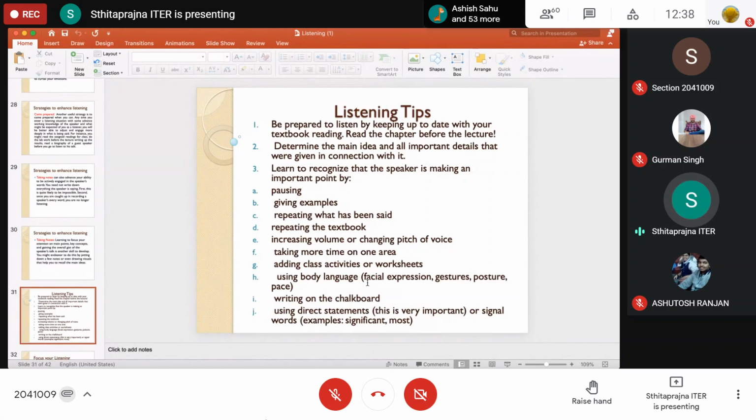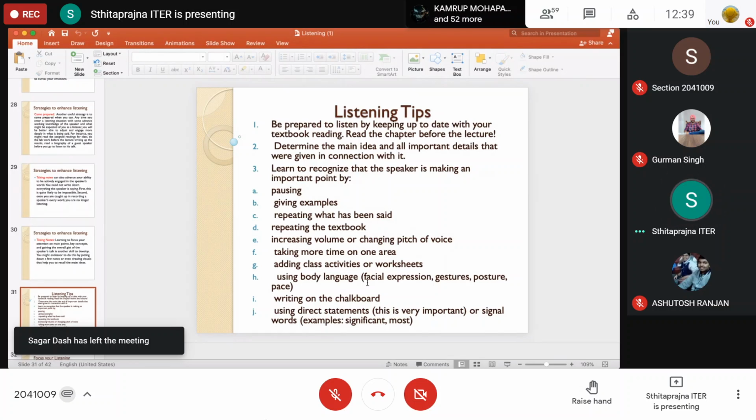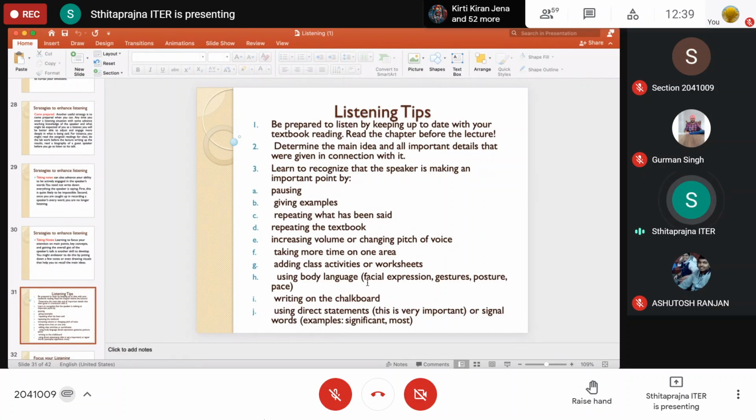Now these are very direct signal words, but even if the teacher doesn't say that this is significant, there are other ways in how the teacher points out, how the teacher makes pointers for key ideas, crucial concepts. And these are some of the ways in how the speaker tries to make an important point. So you need to learn to recognize these signposts. If the teacher is taking more time in one particular area, in one particular topic, then you understand that this is important.